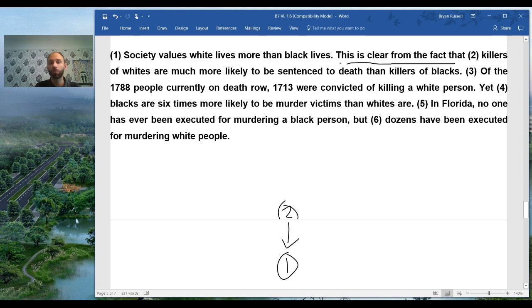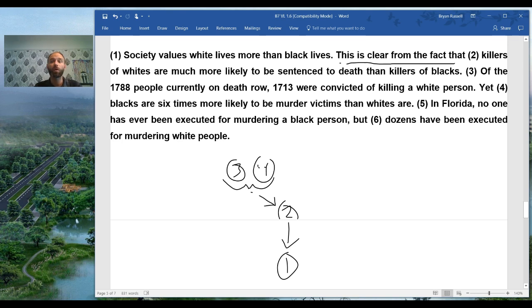Black people are much more likely to be murdered, but if you're on death row, then you most probably, almost definitely murdered a white person, right? So those together, 3 and 4, give us reason to believe 2. So those are conjoined. If you take away either one, the support for the other is diminished or there isn't any at all.